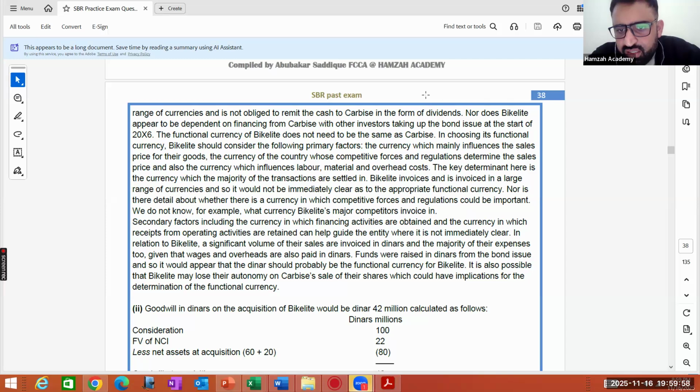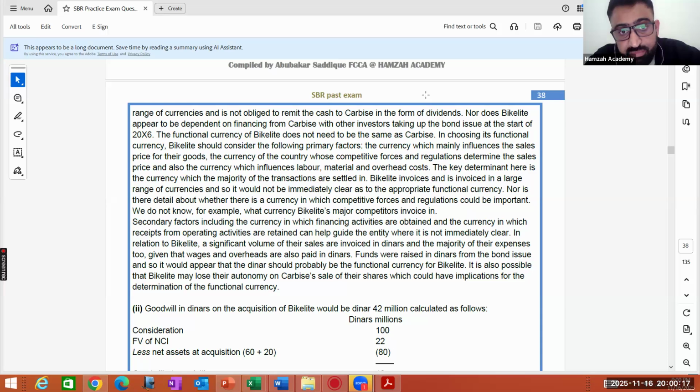So they should consider the primary factors. In the primary factors, if you are reading, is the sale price, the sale currency of the sale price. Now they are selling in three currencies, so that was not indicating what should be the functional currency.